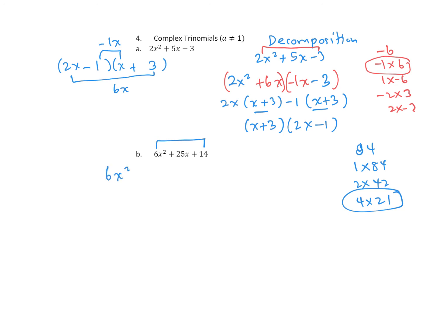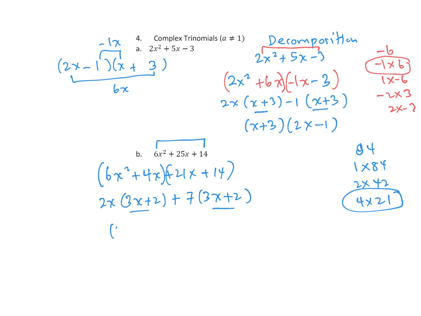So we're going to replace 25x with 4x plus 21x, which adds to 25. So we've replaced the middle with two numbers that add to the same amount. Then we're going to group the first two. In the first bracket, there's a common 2x. In the second bracket, there's a common 7. And if this can be factored, this bracket should be the same. So that is one factor that is common, and then 2x plus 7 goes in the other bracket.